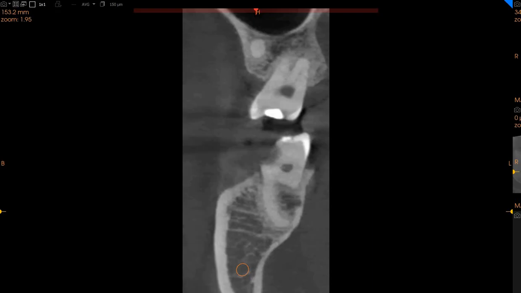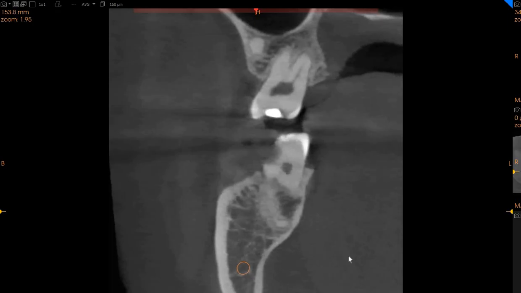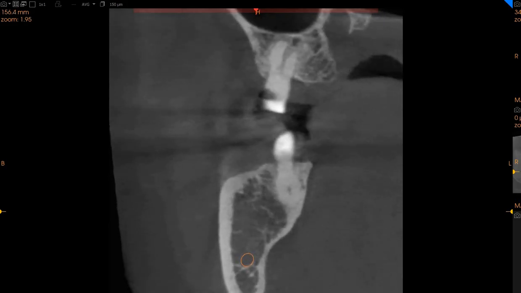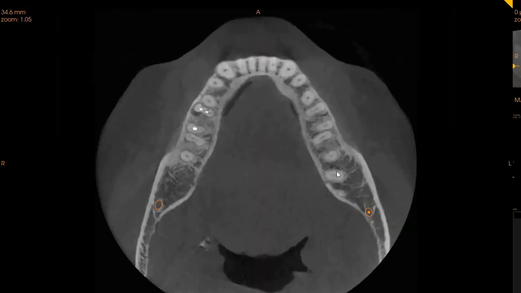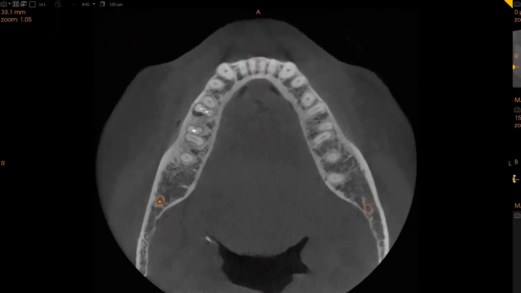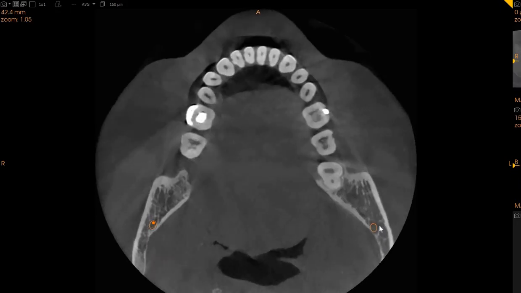If we move to the axial view, or the top to bottom view, you will be able to see that the lower left 8 is quite close to the lingual cortical plate, and it should be kept in mind that during the extraction lingual forces should be minimized. This is the axial view. This is the lower left 8. As you can see, it's very closely embedded to the lingual cortical plate but significantly far away from the nerve.